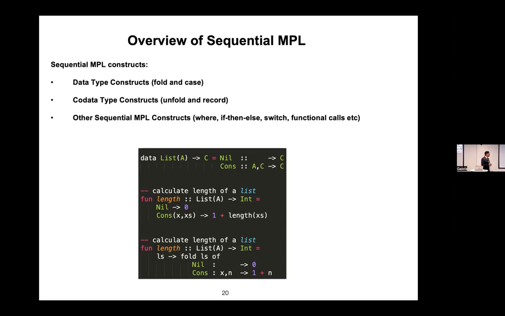Nil still gives us the length 0. However, in the cons, we have 1 plus n. Why? Because the recursive call is already taken care of in the fold case.